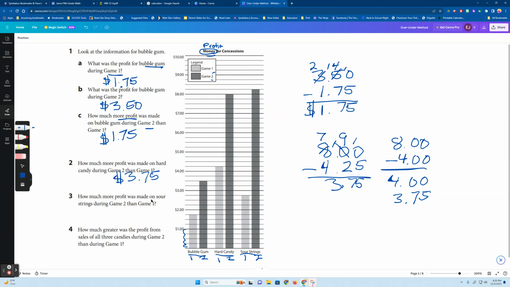So how much more profit was made on Sour Strings game 2 and game 3? You're going to do the same thing. You're going to set up 8.25. You can borrow or do the under-over thing. Minus 2.75. I'll let you guys work that out. So let's go on to the next page here on mine.